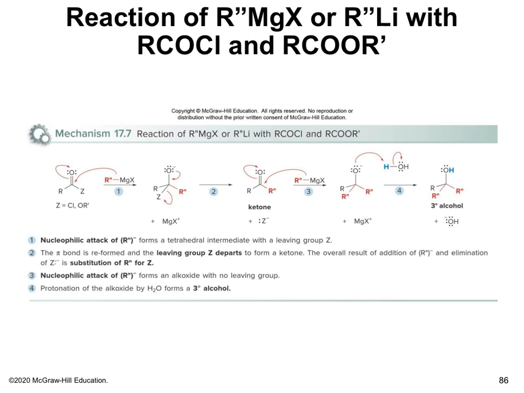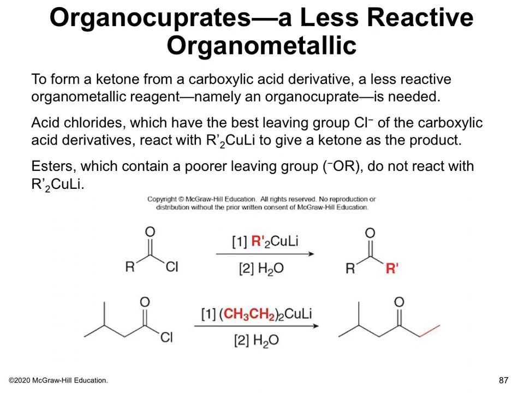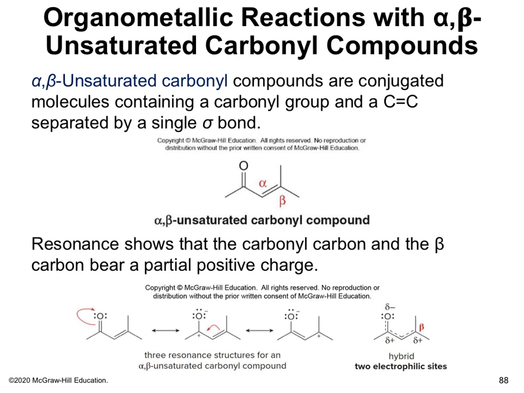This is just showing you more mechanisms where the Grignard will nucleophilically attack an acid chloride or an ester, and you'll get 2 additions to make the tertiary alcohol. This is just showing you the organocuprate. However, with acid chlorides, we'll stop at 1 addition, so we'll get the ketone. I think esters do actually react, so I'm going to disagree with that on the previous slide.